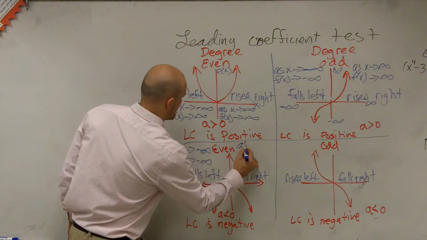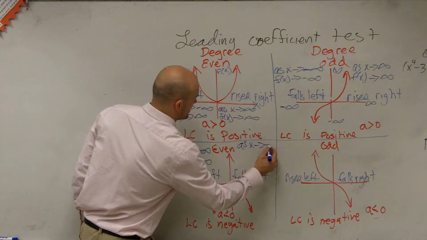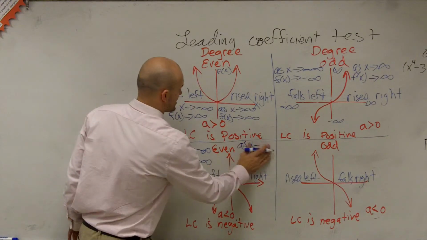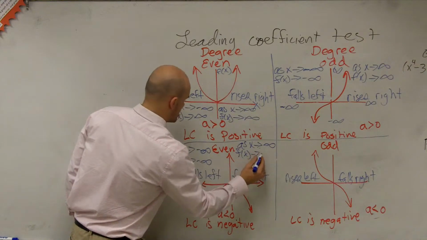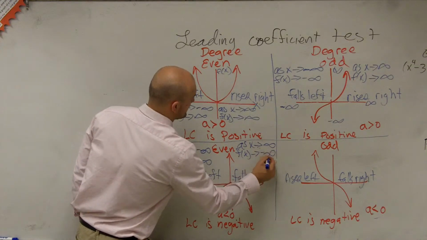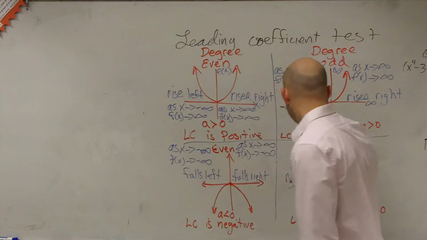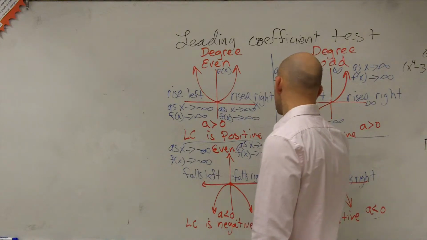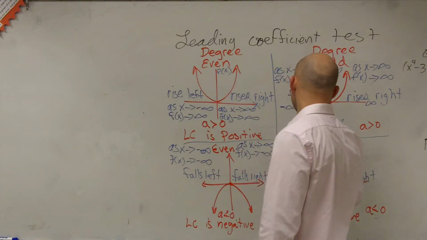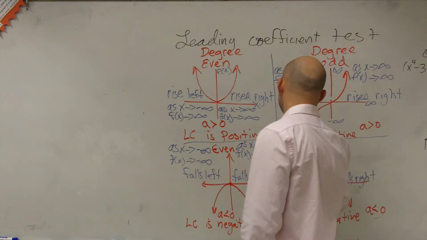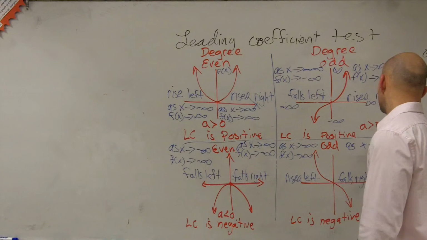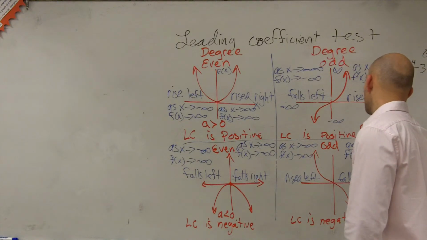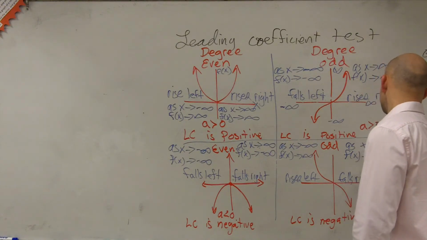And then last one, as x approaches infinity, f of x approaches negative infinity. Here I could say, as my x approaches negative infinity, f of x approaches infinity. And then as my x approaches infinity, my f of x approaches negative infinity.